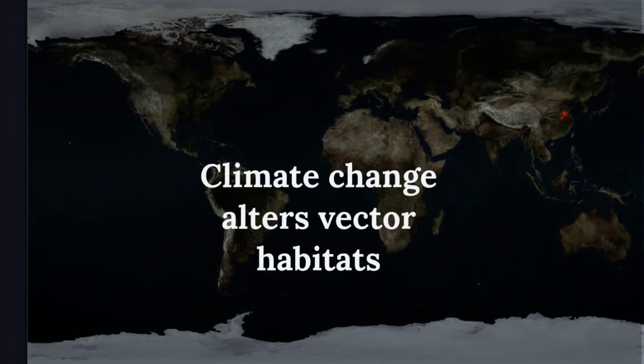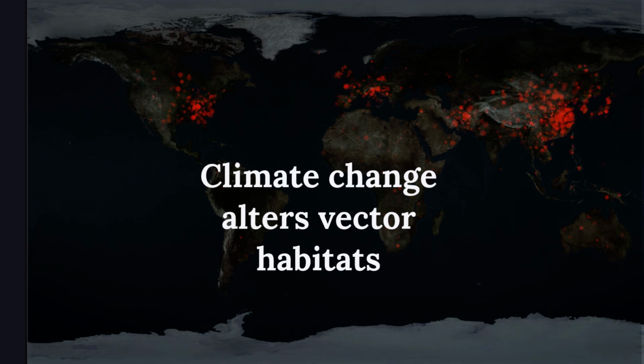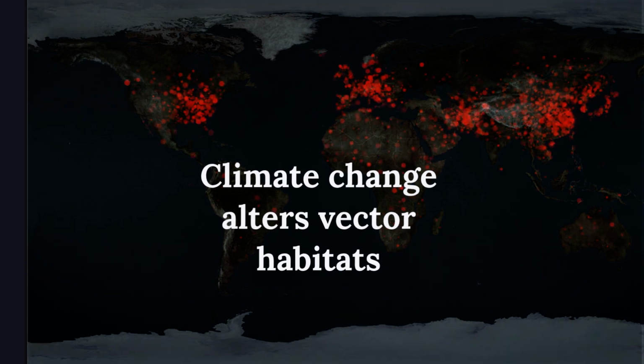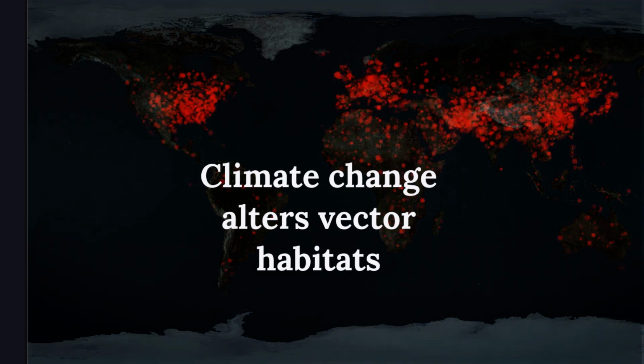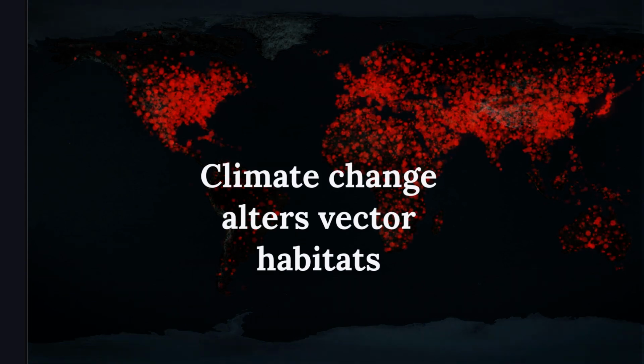Climate change is altering vector distribution. Warmer climates expand mosquito habitats. This increases the geographical range of diseases. New areas become susceptible to vector-borne diseases. Understanding climate impact is crucial for future prevention.